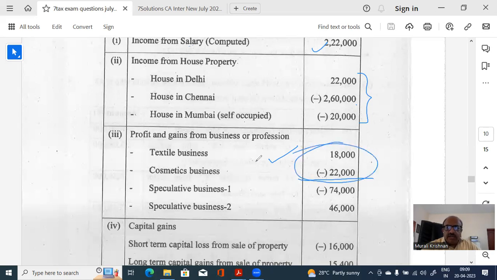This loss can be adjusted. So this loss is how much? 4,000. This loss cannot be adjusted here, but this loss can be adjusted here, if there is any loss. I don't know how much is the loss. We have to see that.